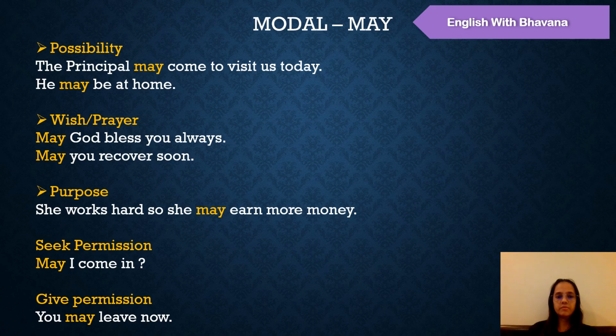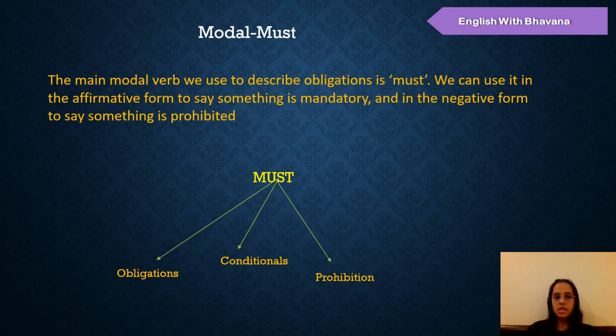Next modal verb we will be learning is must. Now what is must? The main modal verb we use to describe obligations is must. We can use it in the affirmative form to say something is mandatory.